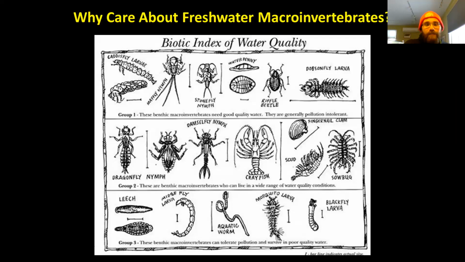We're not seeing caddisflies, mayflies, stoneflies, etc. And as you go down the groups, you start to get a little bit more tolerance towards pollution. And if you have a stream that is just completely trashed and in terrible shape, the only thing that you're going to find are the critters that are in group 3, such as leeches, aquatic worms, etc.